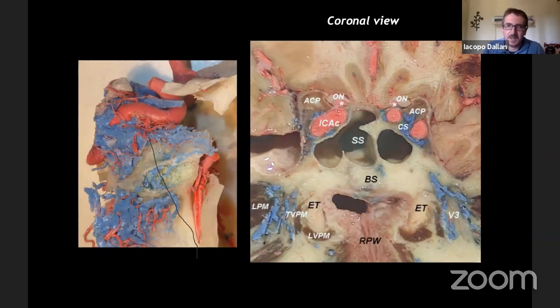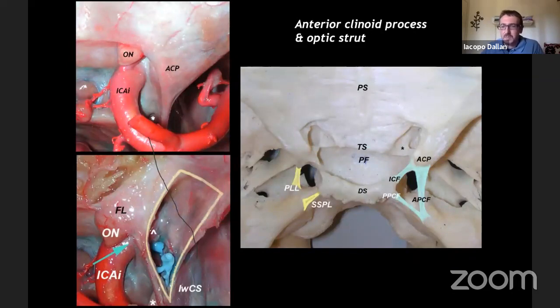Why I'm telling you this: especially, to make an example, the fourth cranial nerve in the posterior part of the cavernous sinus is below the third cranial nerve. So the trochlear nerve is below the oculomotor nerve. But when you are coming anteriorly to the superior orbital fissure, this relationship changes and the fourth cranial nerve becomes superior to the oculomotor nerve. And you say, oh, what happened? Nothing wrong. There is a clear explanation.